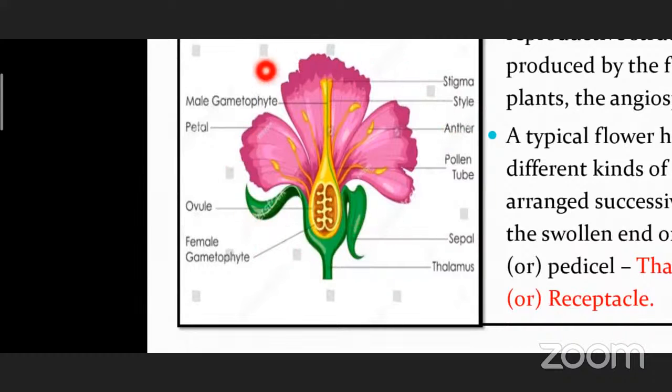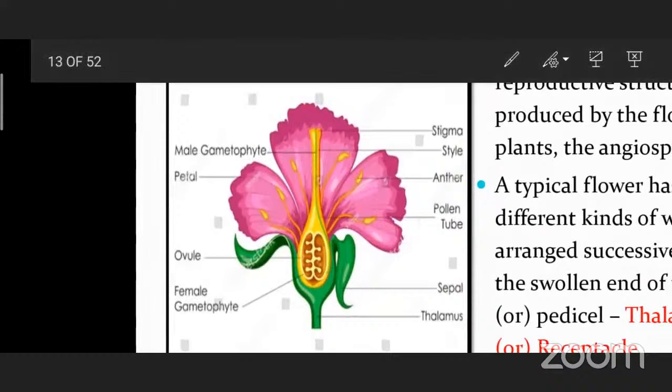What is the main role of the flower of a plant? Let us discuss the importance of the flower structurally and morphologically. Let me explain the parts of the flower, how they are arranged and how they are used. See here, this is a flower. First part, thalamus. Thalamus or receptacle. This is the swollen end of the stalk.